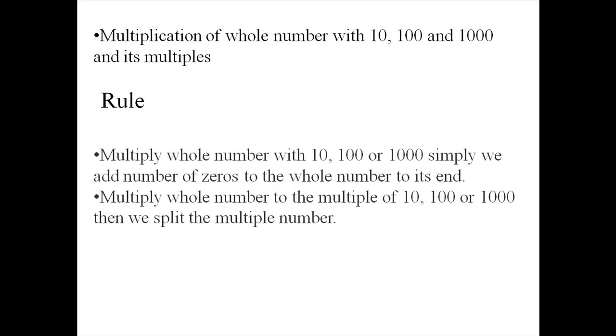First of all, I'm going to discuss multiplication of a whole number with 10, 100, 1000 and its multiples. Rule: when we multiply a whole number with 10, 100 or 1000, we simply add the number of 0s to the end of the whole number in the answer. When we multiply a whole number by a multiple of 10, 100, 1000, we split the multiple, multiply those numbers again and get the result.